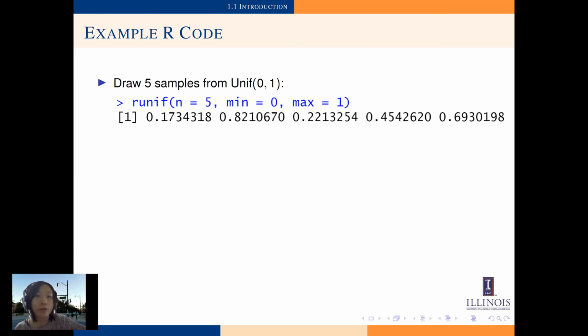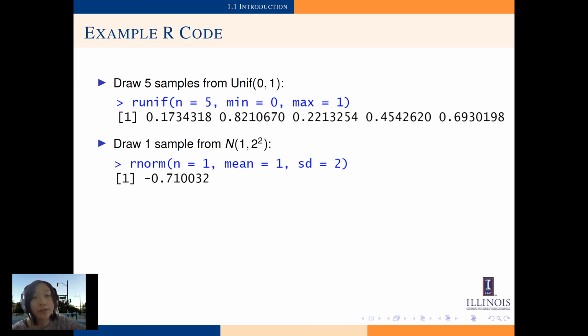For example, if you want to draw 5 samples from the uniform distribution between 0 and 1, then you can do runif and supply the number of samples you want to draw and some distribution parameters. In this case, I want the minimum and maximum to be 0 and 1, respectively. And then R will give you a list of 5 pseudo-random samples that follow the uniform distribution.